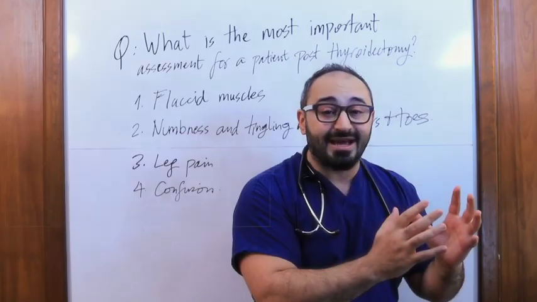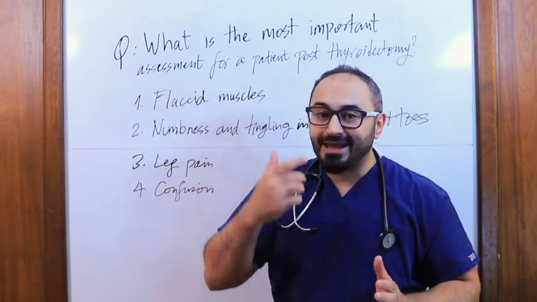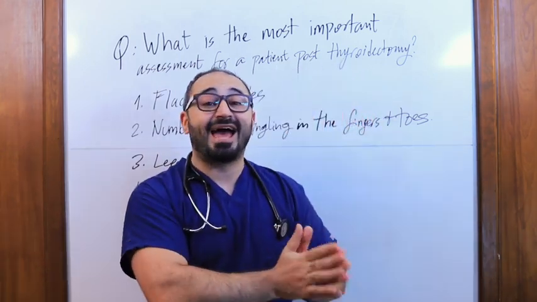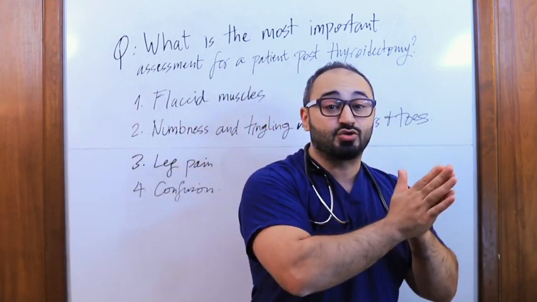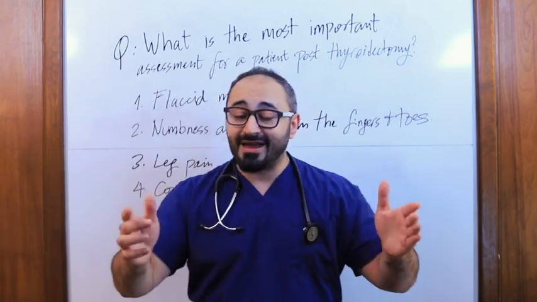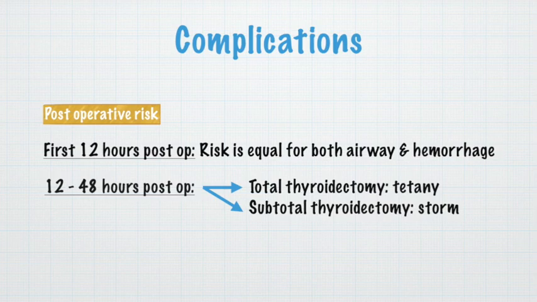But total thyroidectomy, you need to keep an eye on tetany. Tetany, which is the twitching of muscles, that numbness, that tingling. But if the patient had a partial or subtotal thyroidectomy and it is 12 to 48 hours post-op, then the thing you need to keep an eye on is the thyroid storm. It's freaking crazy. Yes, I know.